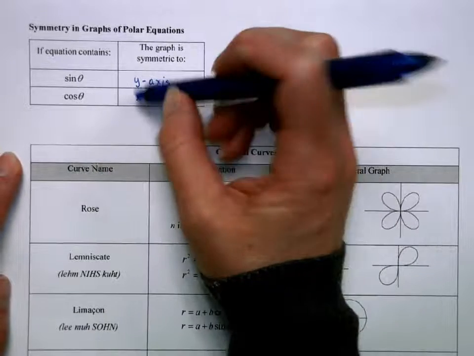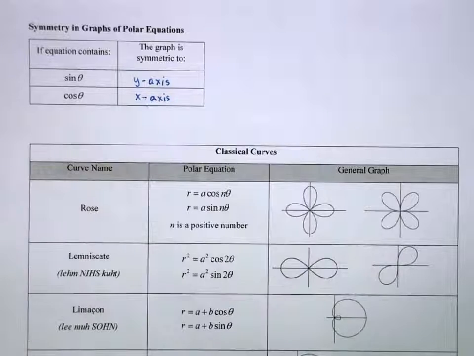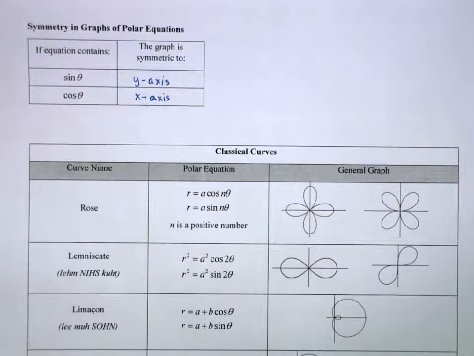This is going to be helpful because on the AP exam, you're not actually going to be graphing these things. You're going to need to be recognizing them and finding characteristics of them and identifying equations and things like that. So knowing the symmetry can be a big hit.